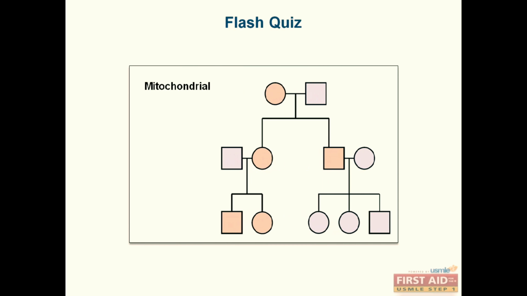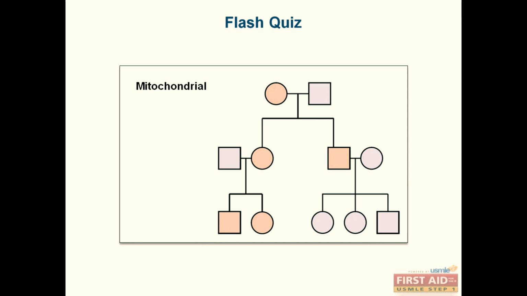This one is mitochondrial, and the way we know this is again process of elimination. It's not autosomal recessive because it's in all 3 generations, and it's not X-linked recessive because it's mostly in males. It also can't be X-linked dominant because then the affected male would give it to all of his daughters, and he doesn't, which we can see here.